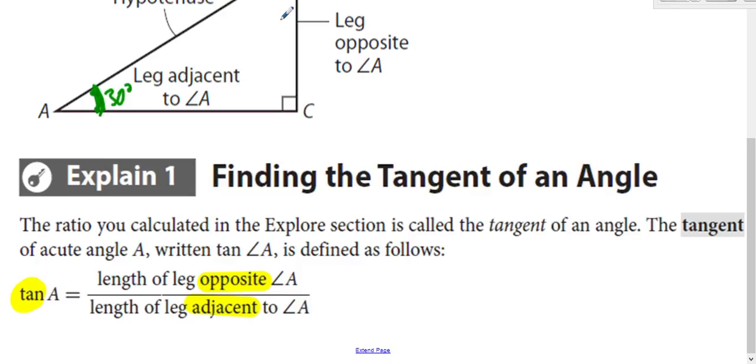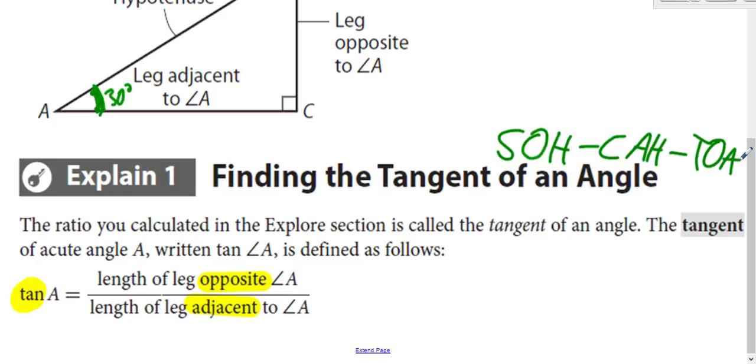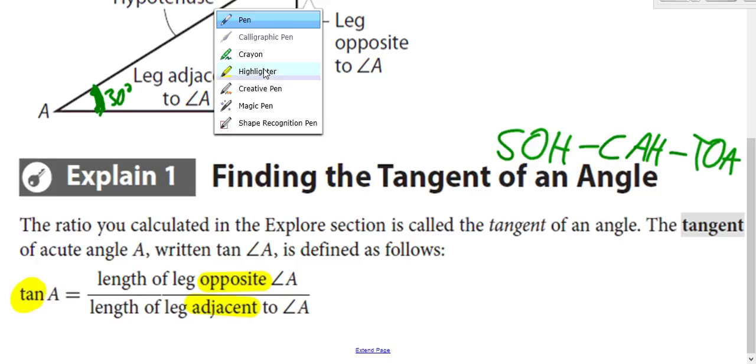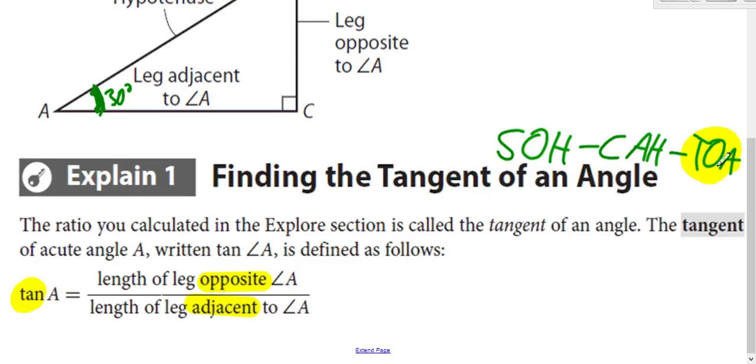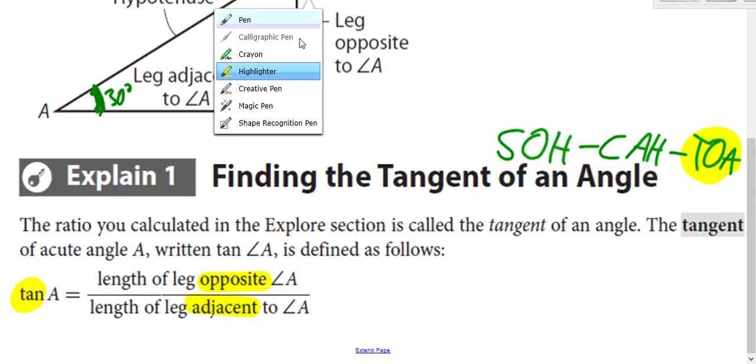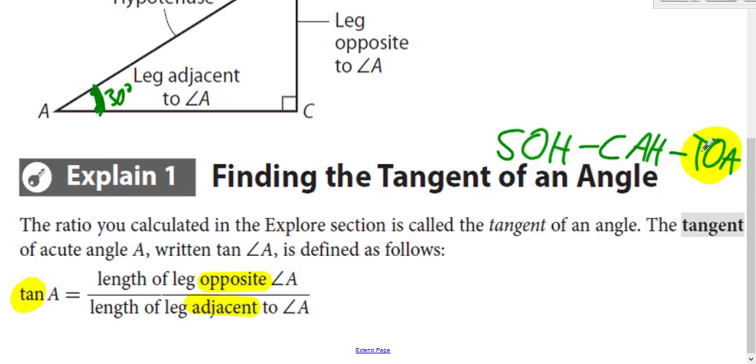When you hear about trigonometry, a very common phrase to help you remember is SOHCAHTOA. Since we're talking about tangent, we're focusing on this TOA part. Tangent, T, equals the opposite side over the adjacent side, O over A. So it always tells you the function and opposite and adjacent. Right now we're focusing on TOA. Tangent is opposite over adjacent.